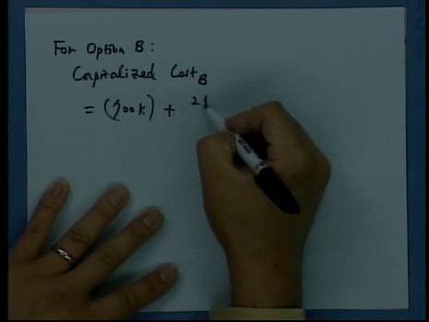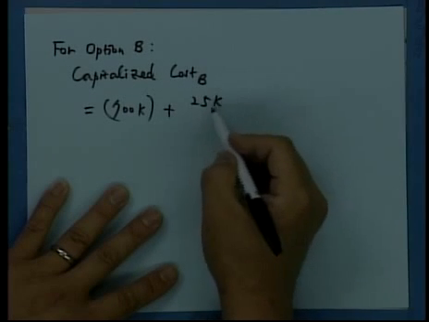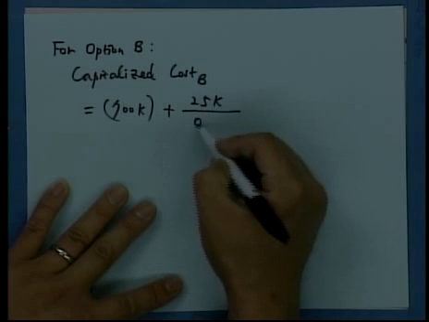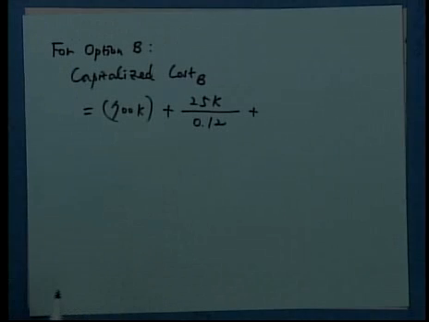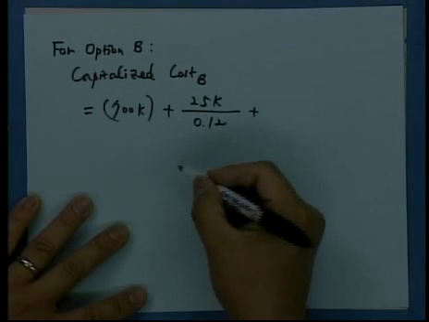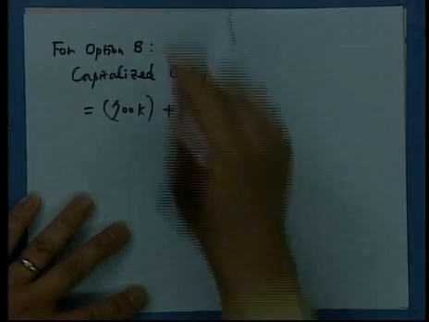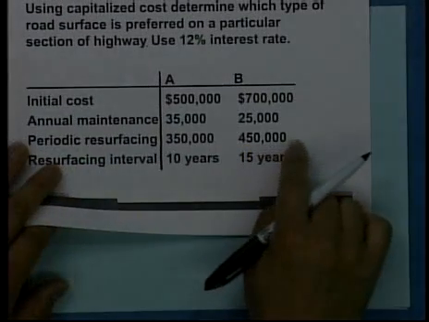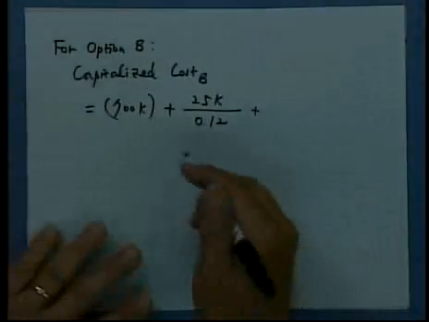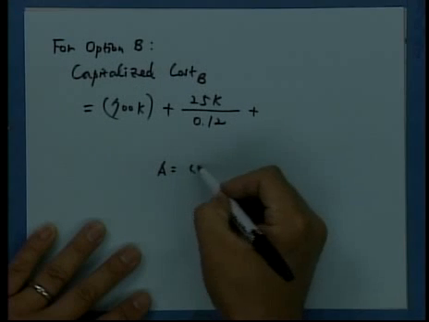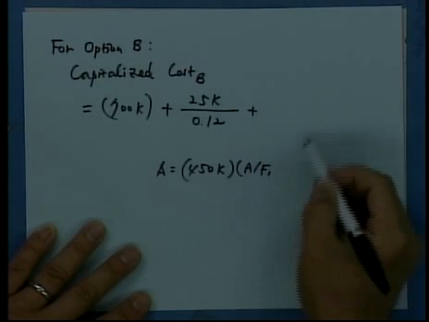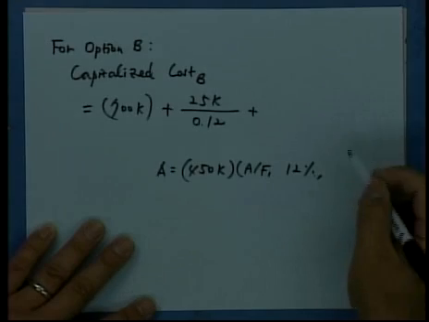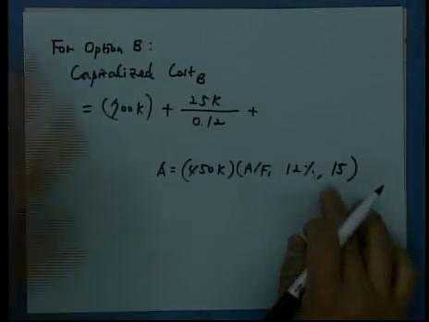So $25,000 as the annual maintenance divided by the same interest rate, 12%, plus again we need to compute the end of period disbursement A, which is equivalent to $450,000 every 15 years. So A is $450,000 times A given F, 12%, but this time over 15 periods.